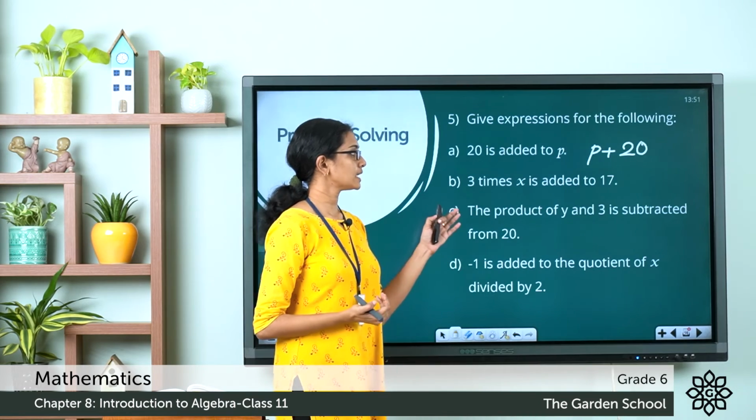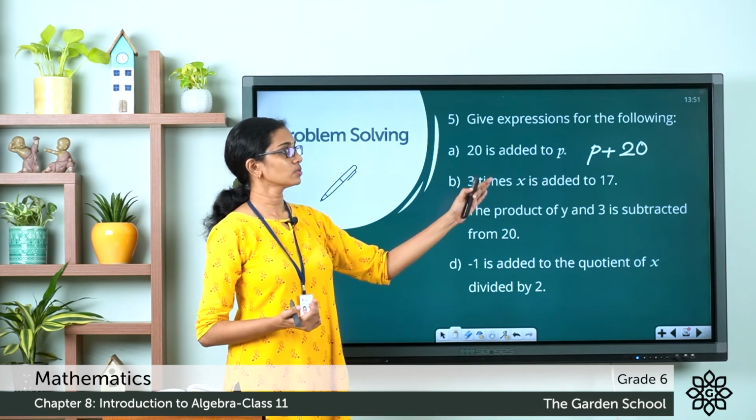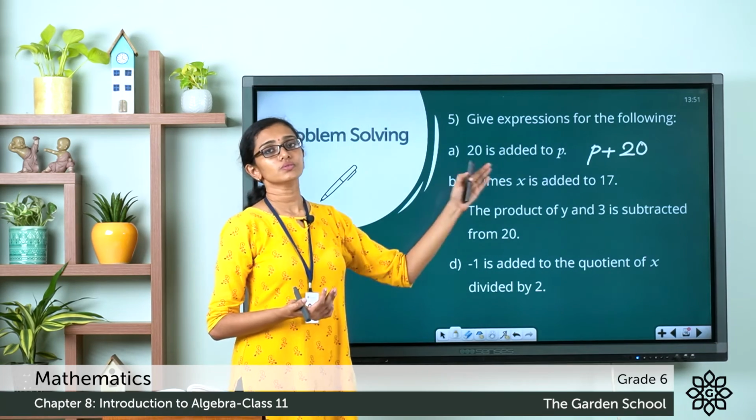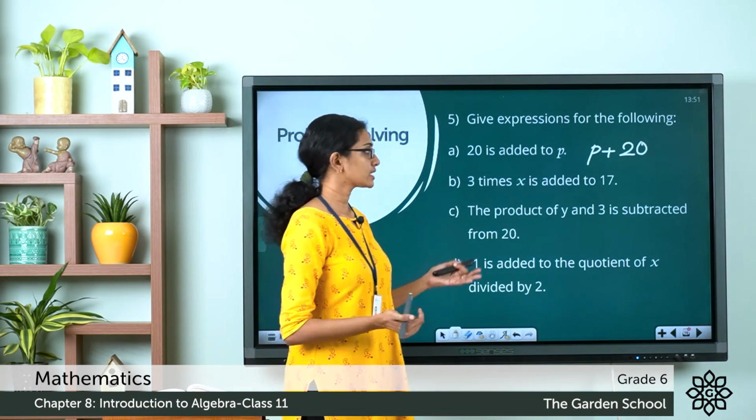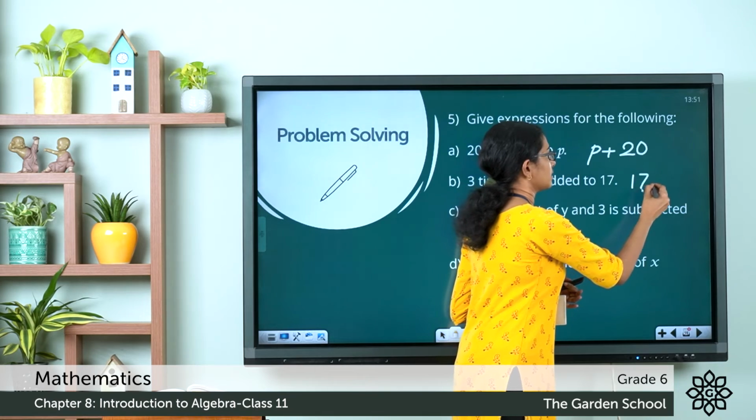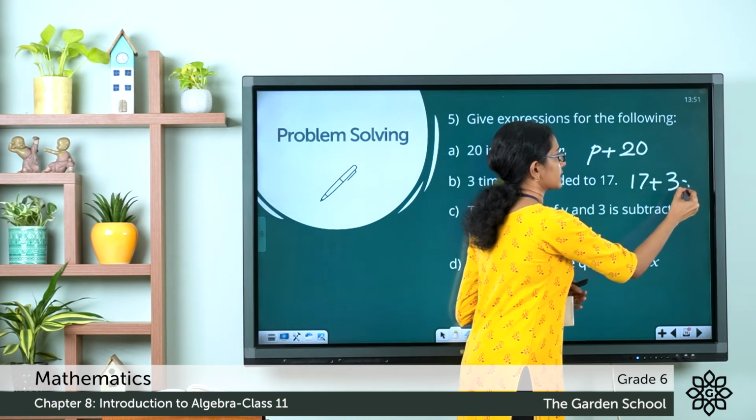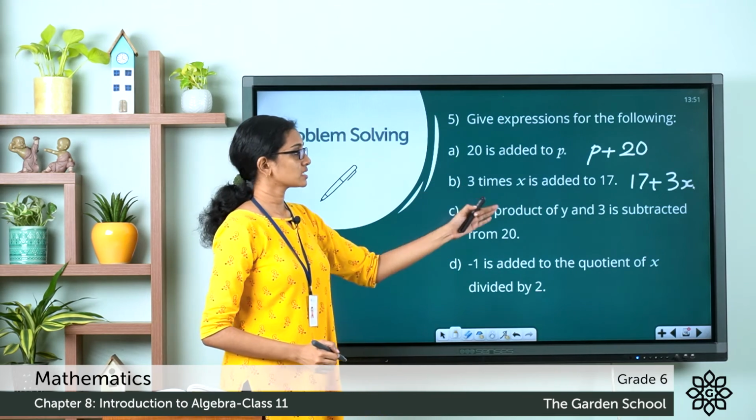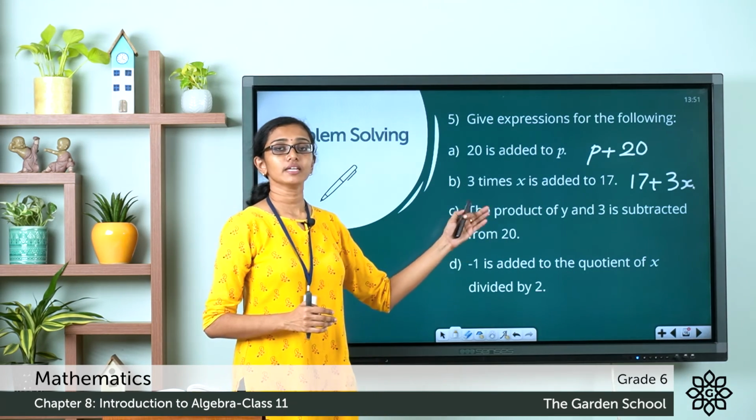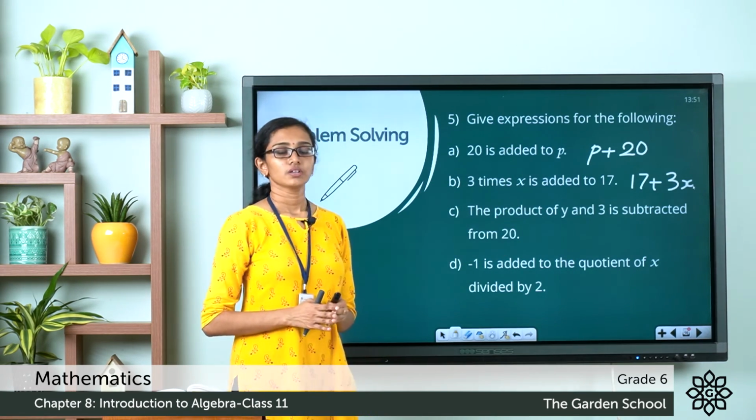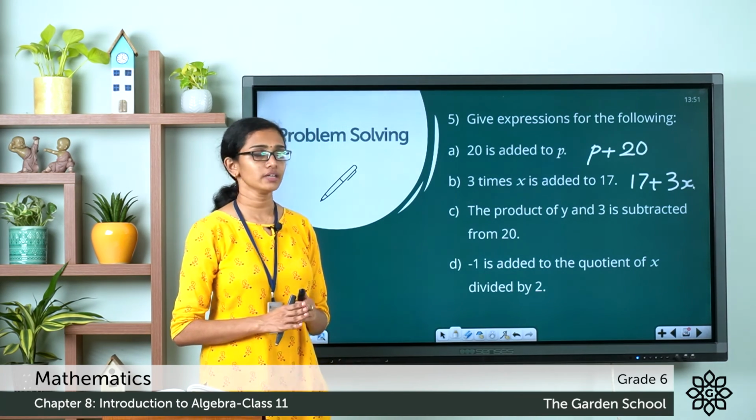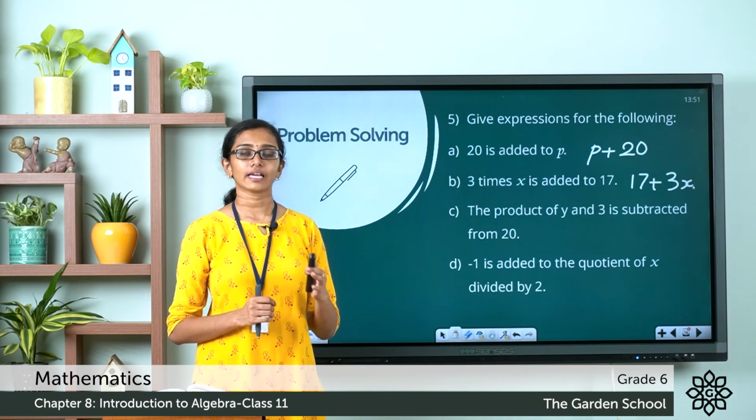Now, the next one: 3 times x is added to 17. How do you write it? It is 17 plus 3x. 3 times x is equal to 3x. So, 3 times x is added to 17 means it is 17 plus 3x. Similarly, go through the rest of the statements given and write corresponding expressions.